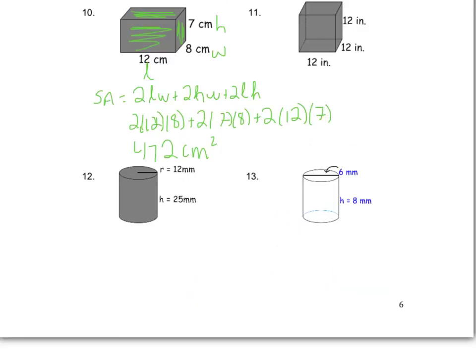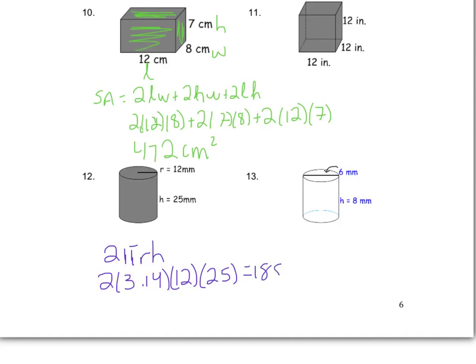So let's do example 12 together. In order to find just the lateral surface area, we're going to do 2 times pi times the radius times our height. So we have 2 times 3.14 times our radius of 12 times our height of 25. And this gives us 1,884. So again, that was our circumference times our height.